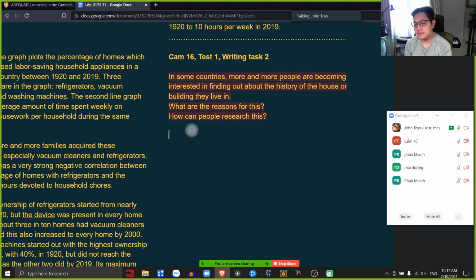But think about it. What would happen if your house is not a place that is popular, not a place that a lot of people know? Can you research on the internet for that? Can you find information easily on the internet? No, it's not that easy, right?